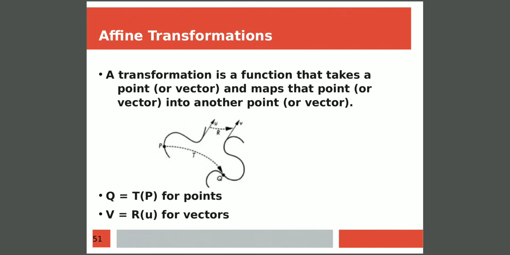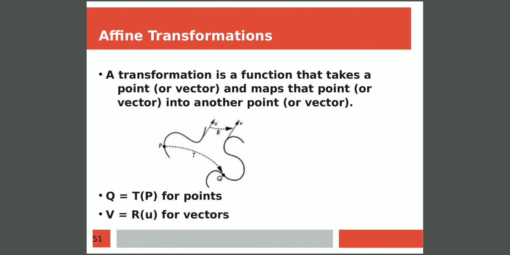Then next one is affine transformations. A transformation is nothing but a function that takes a point and maps that point into another point. That is the definition of a transformation. A transformation is nothing but a function which will take a point and it will map that point or a vector to another point or a vector.